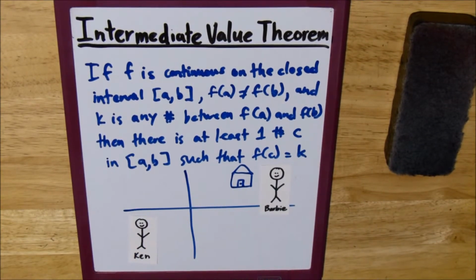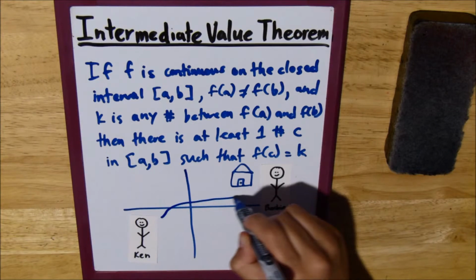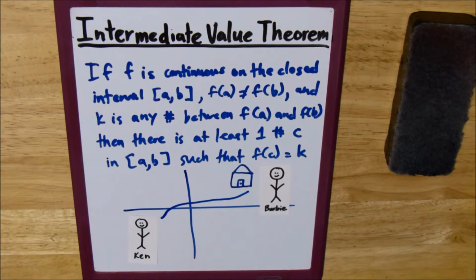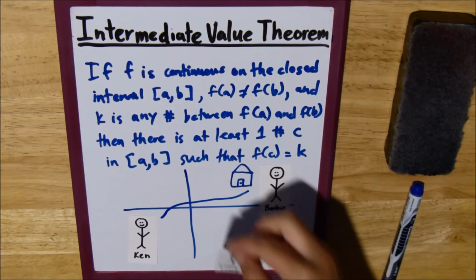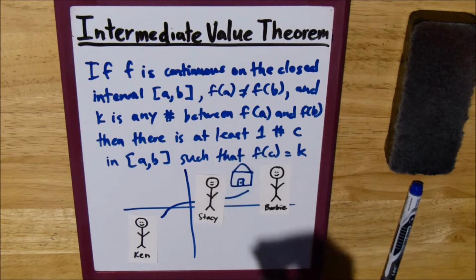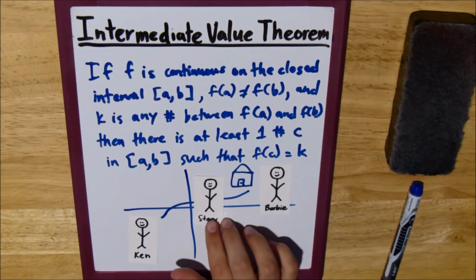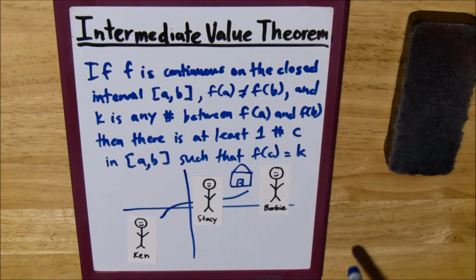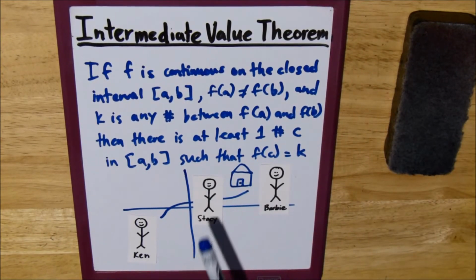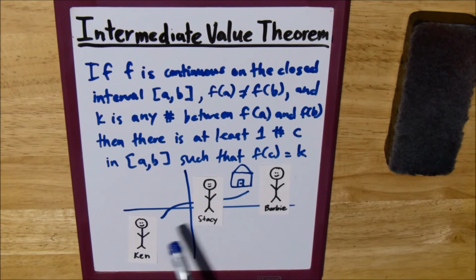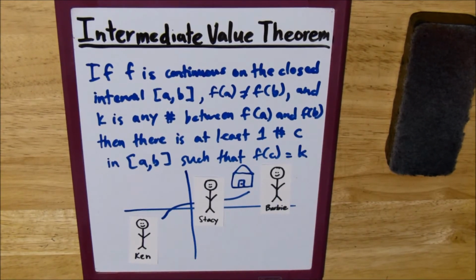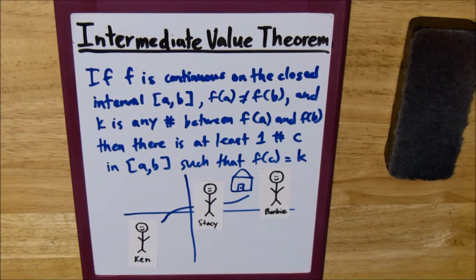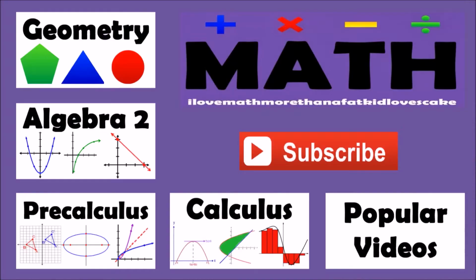And Ken has to take this path to her house, but the only problem is that this path passes through where Stacy lives, right? So, by the intermediate value theorem, you can guarantee that Ken is going to pass Stacy on his way to Barbie's house. That's all for the intermediate value theorem.